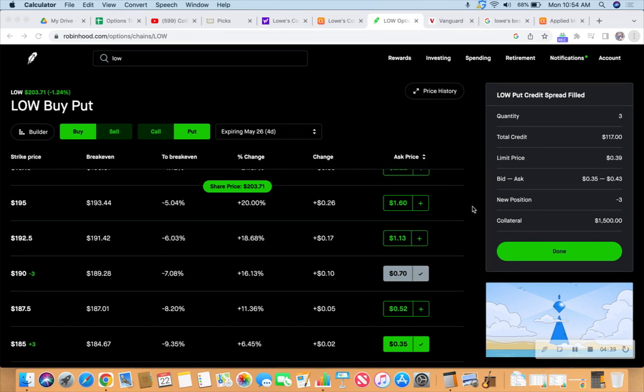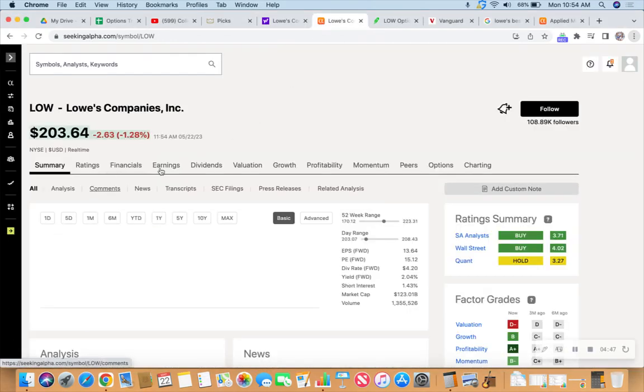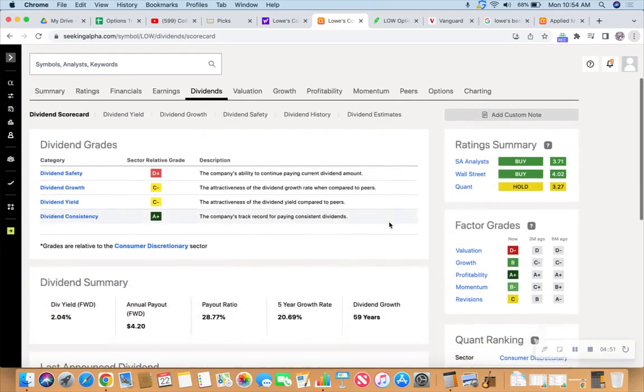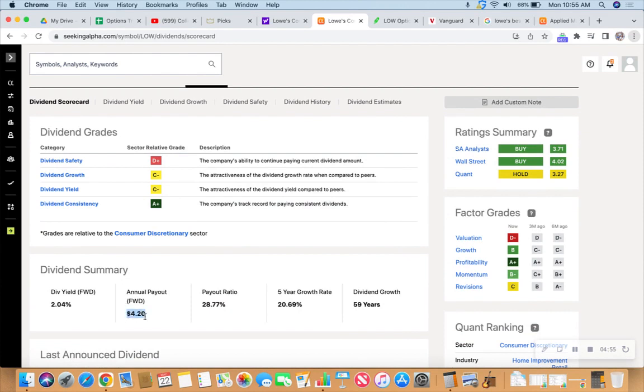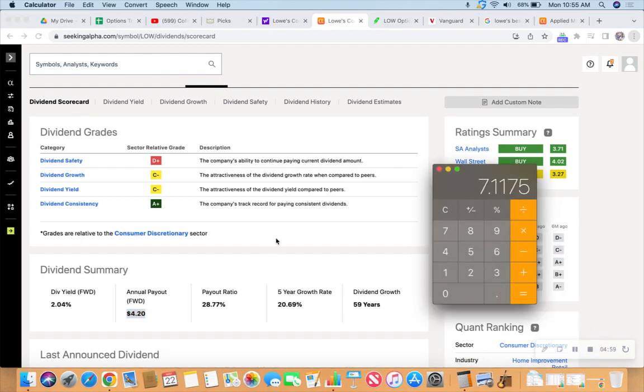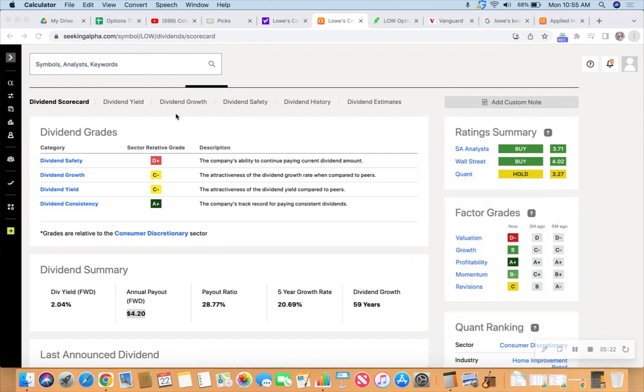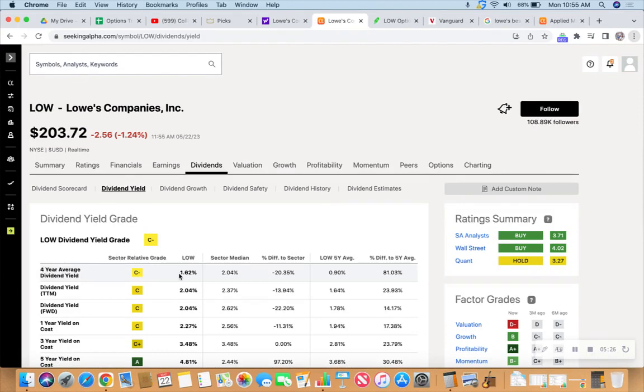So we have three contracts, 190. And the other reason that I thought that would be interesting is this 190. If we look at Lowe's and we go to dividends, their dividend payout is $4.20 a share per year. So if we paid 190, say it went all the way down to 190, we sold off the long leg and then we're assigned on the short at 190, then we'd be looking at increasing their dividend yield to 2.21%. 2.21% is way higher than their average of 1.62. So dividend yield theory says that'd be a good deal. So we'll see how that goes.